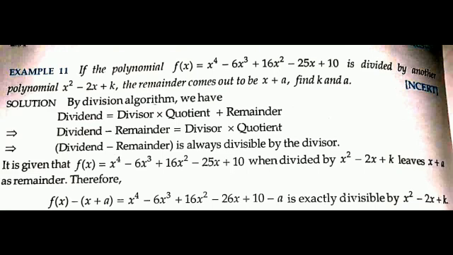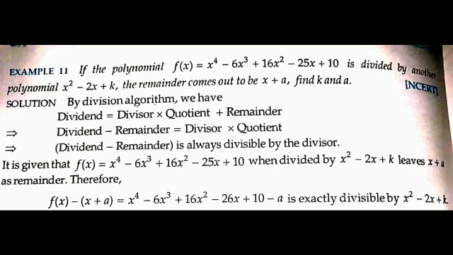And here, the polynomial f(x) equals x to the power 4 minus 6x cube plus 16x square minus 25x plus 10 is divided by another polynomial x square minus 2x plus k. The remainder comes out to be x plus a. Find the value of k and a.